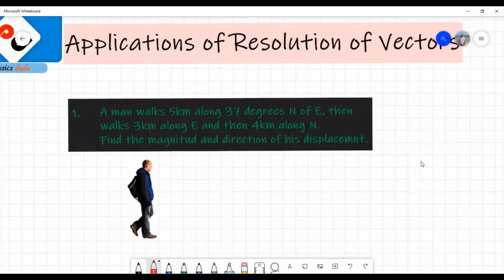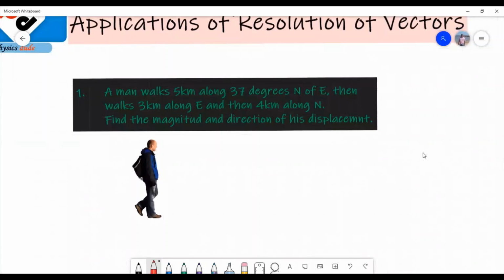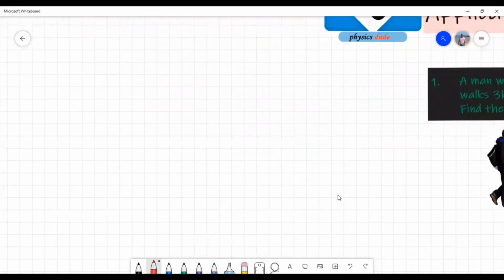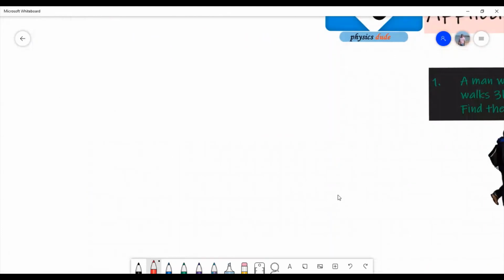Let me start with a simple problem. A man is walking 5 kilometers along 37 degrees north of east, then walks 3 kilometers along east, then 4 kilometers along north. Find the magnitude and direction of his displacement. Before that, we should understand the directions, very important.